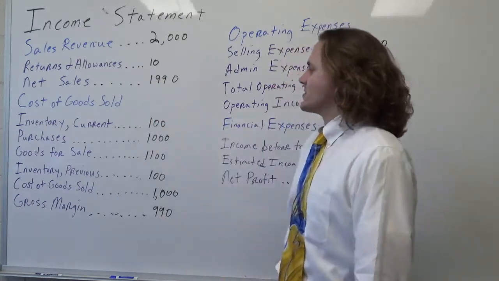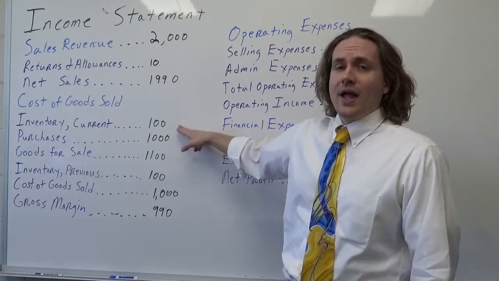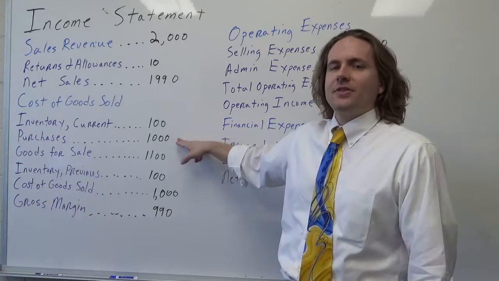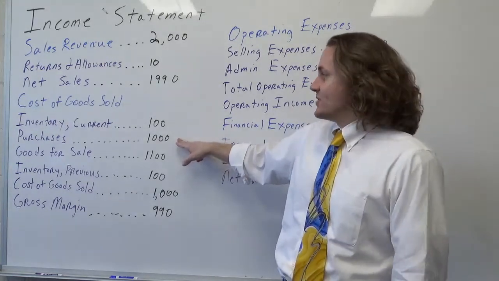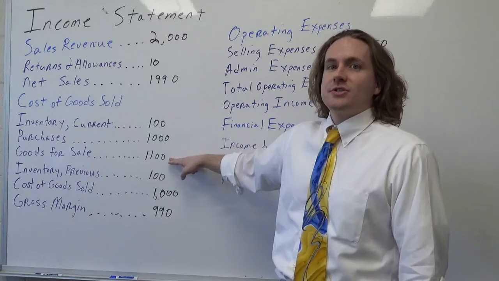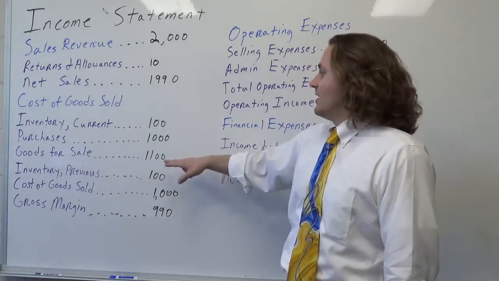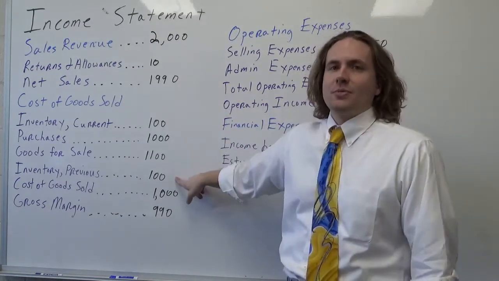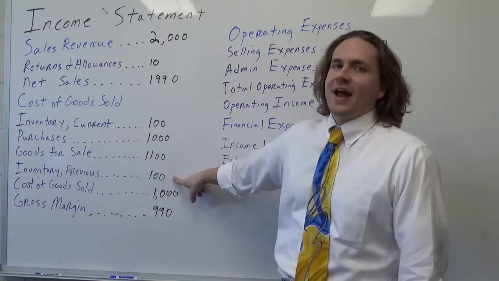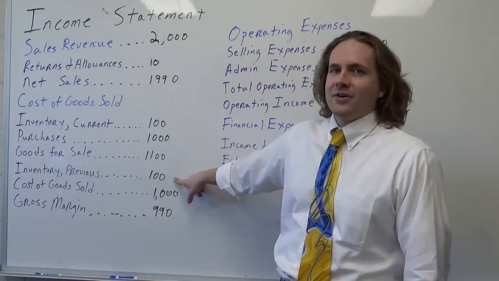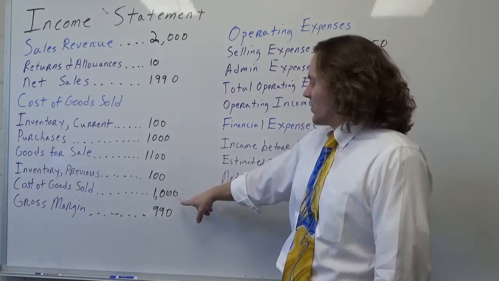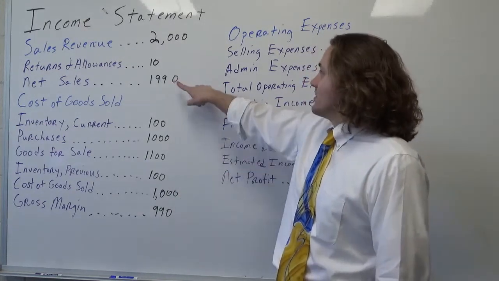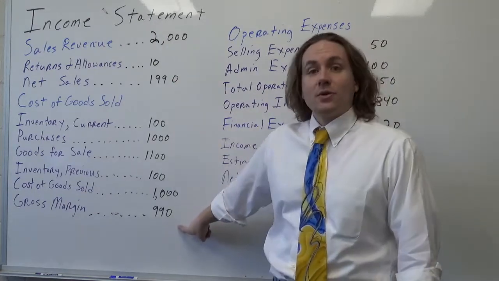Then we got to look at the cost of goods sold. Okay, your inventory has a cost. So you take your inventory, and you also add the dollar amount of purchases that you've made, and that gives you a total goods for sale. Now normally we'd say just subtract the $1,100 goods for sale from the net sales unless you have inventory from the previous period. So I'm saying here that I didn't do a very good job selling anything. I've actually got $100 left over. So my total cost of goods sold is not $1,100, but it's actually $1,000. And I subtract that $1,000 from the $1,990 net sales, and that gives me a gross margin of $990.